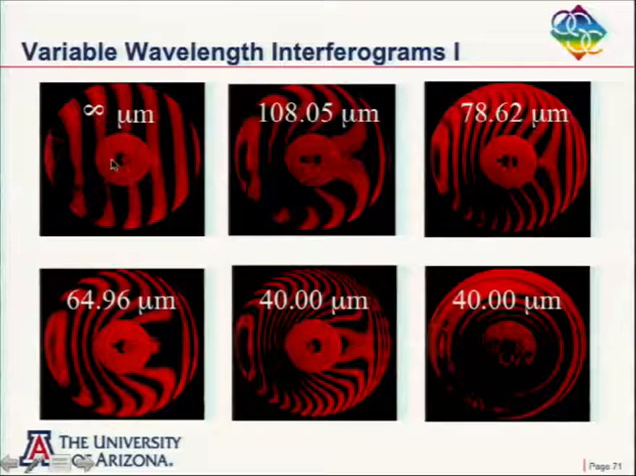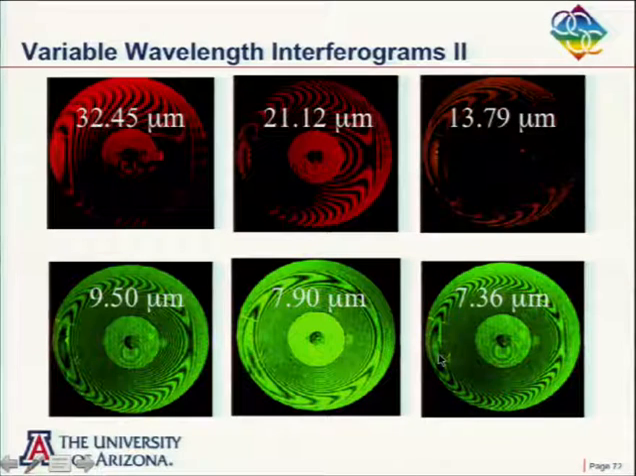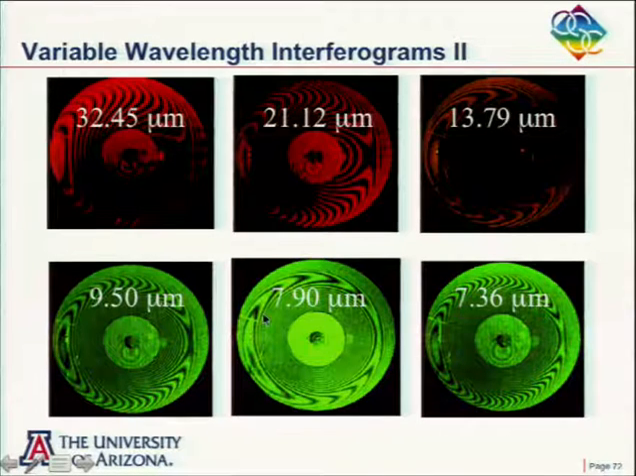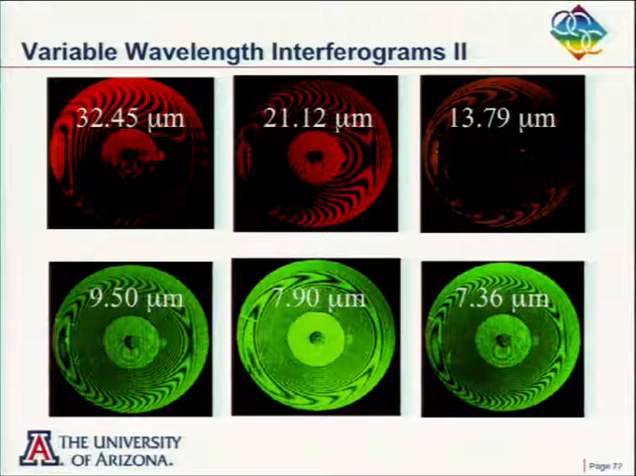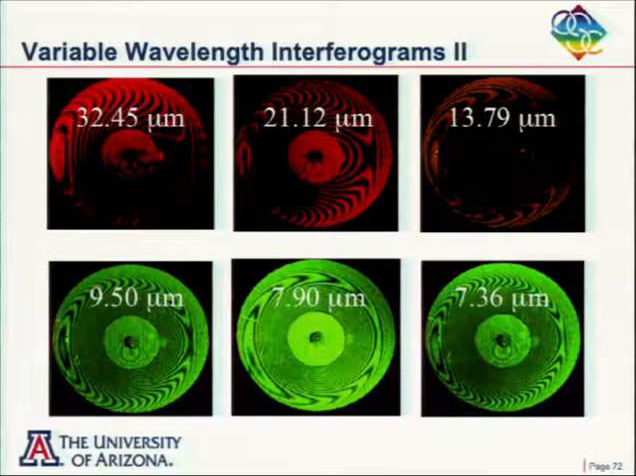And this is just making the hologram, putting it back in place, and not changing the wavelength at all. So these fringes should be straight, equally spaced. And then we change the wavelength a little bit, and you get equivalent wavelength, 108 microns, 78, so on down here to 40 microns, or 32, 13, 9.5, 7.9, and 7.36. So it's a nice way of changing the sensitivity of the test.